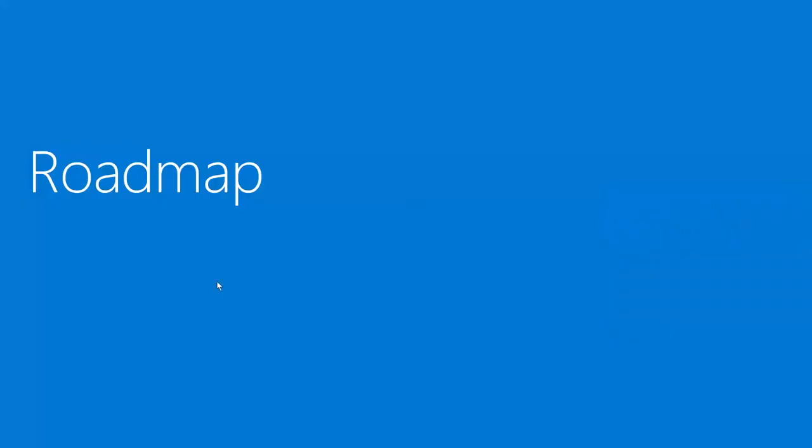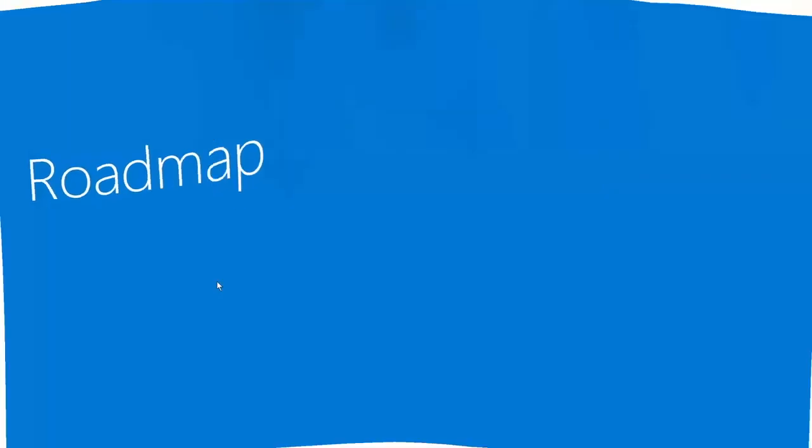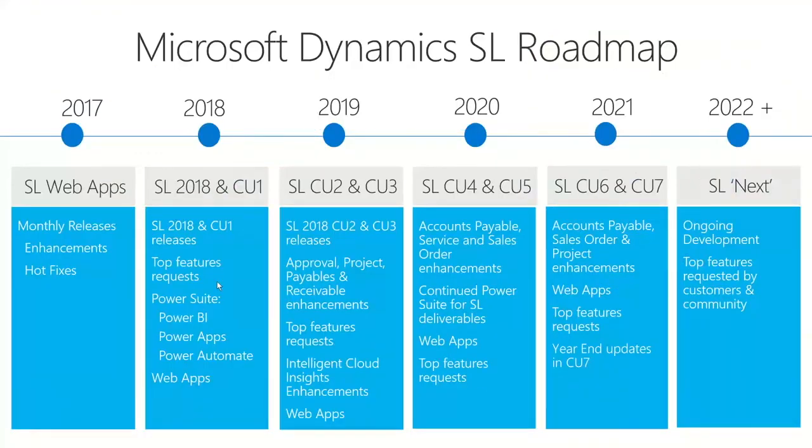And last but not least, my roadmap. You're going to see, hey, Jeff, this looks really familiar. The goal is to continue to release basically 2 releases every year. So we've just come out with CU6. CU7 definitely will be highly focused on our year-end updates as we find out more about the government. But again, we're continuing to work on hot fixes and new requests from customers.